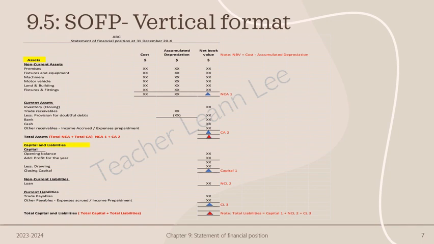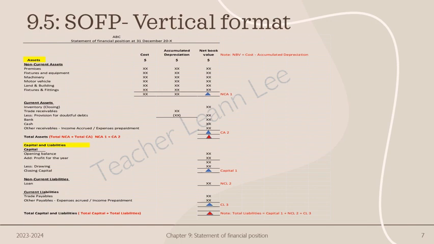Then cash and other receivable. Other receivable means that I pay the telephone bills in advance. The in-advance amount is not supposed to be this year's amount, but I paid it for next year. This amount the telecom should refund to me, but usually they won't, so they will carry it to next year. So this is my asset, current asset.